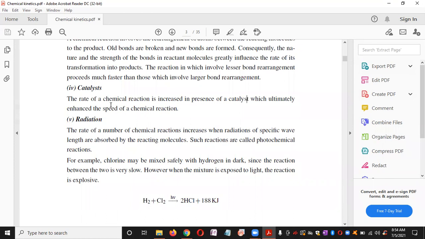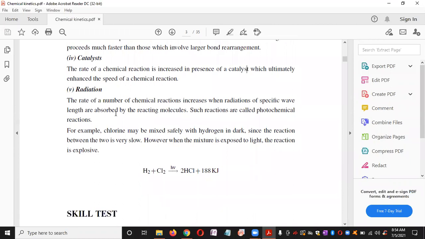And next, catalyst. A catalyst always increases the rate of reaction. How? By decreasing the activation energy. When the activation energy, or you can say activation barrier, decreases, the reactants are easily converted into the intermediate or transition state, and then they can be transformed into the product. So when the activation barrier decreases, the rate of reaction increases. The role of the catalyst is to decrease the activation energy barrier, which ultimately enhances the speed of the chemical reaction.